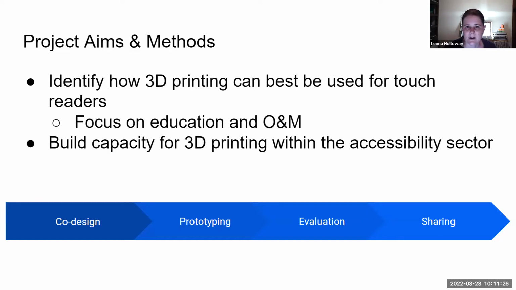The second overarching aim of the project is to build capacity for 3D printing within the accessibility sector. So this means raising awareness, building support networks, and developing guidelines similar to those that already exist for other formats. So for things like tactile graphics, we already know how to produce best quality, but for 3D printing, we've come in without any of that information.